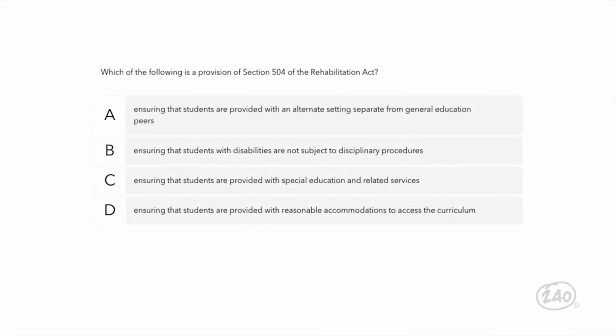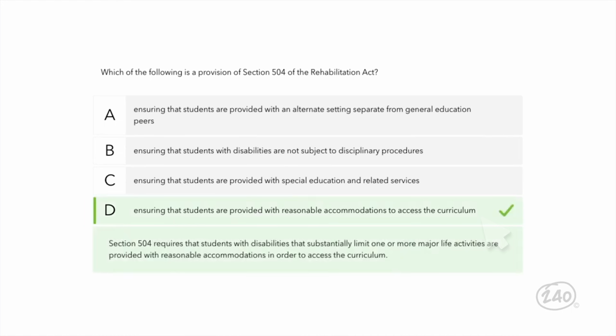Now for a question about special education foundations. Which of the following is a provision of Section 504 of the Rehabilitation Act? The correct answer here is ensuring that students are provided with reasonable accommodations to access the curriculum. Section 504 is another essential piece of legislation to know for your special education exam. It comes up a lot, along with IDEA. And guess what? We have it covered in the study guide.